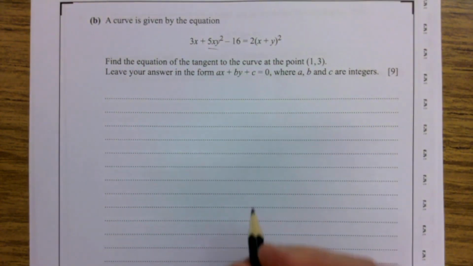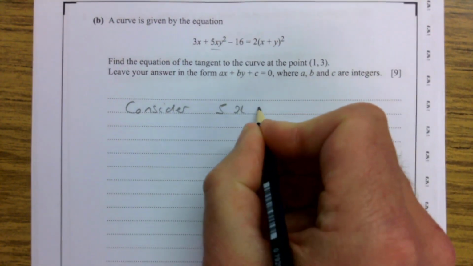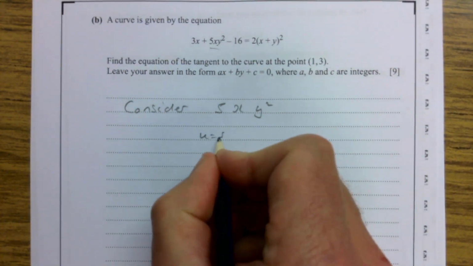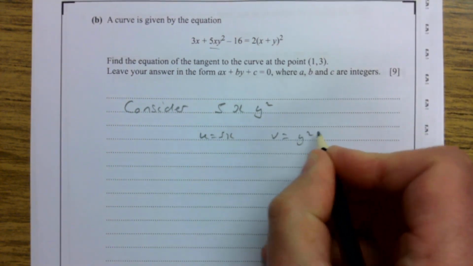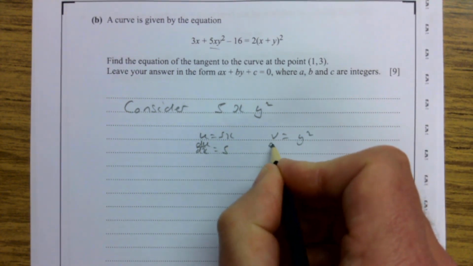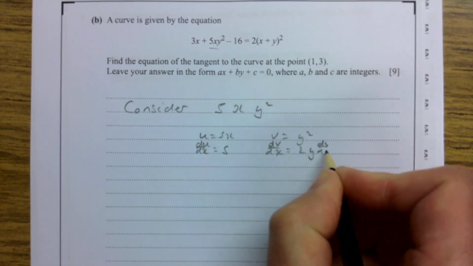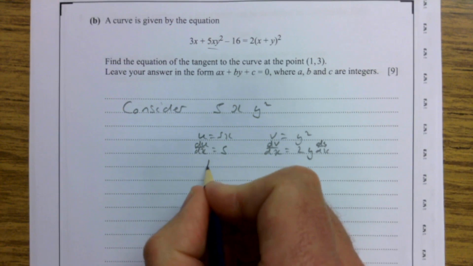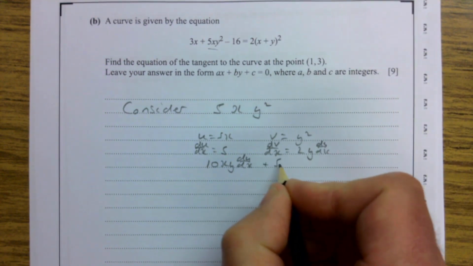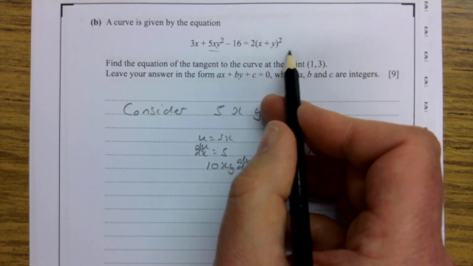This one here is a wee bit messy. So if I consider just this wee bit first, 5xy squared, because this is going to be the product rule, I'm going to let u be 5x and v is y squared. Then du by dx is going to be 5 and dv by dx is going to be 2y dy by dx. So whenever I differentiate this, I get 10xy dy by dx plus 5y squared. So that's that bit. So let's go ahead then and differentiate this whole thing.